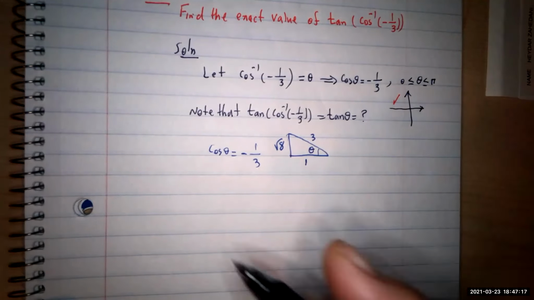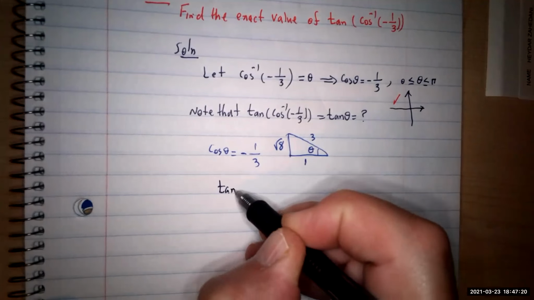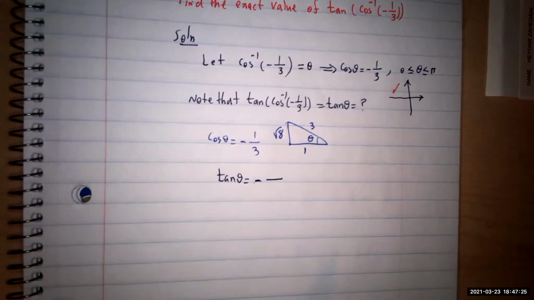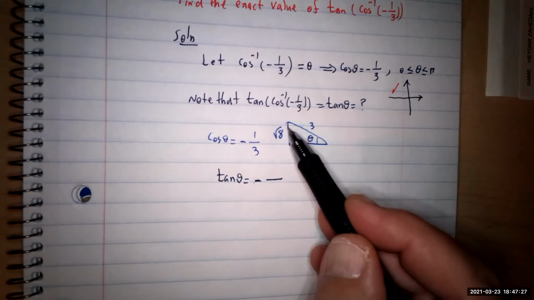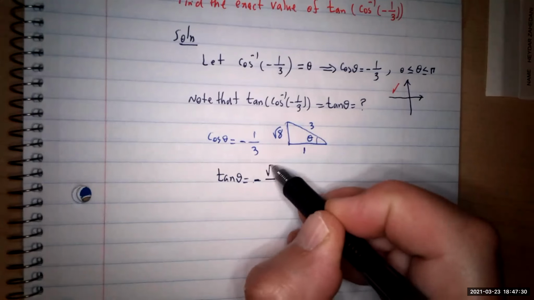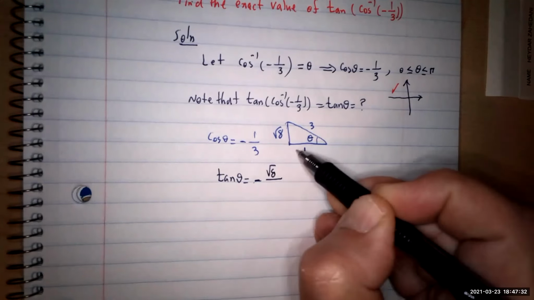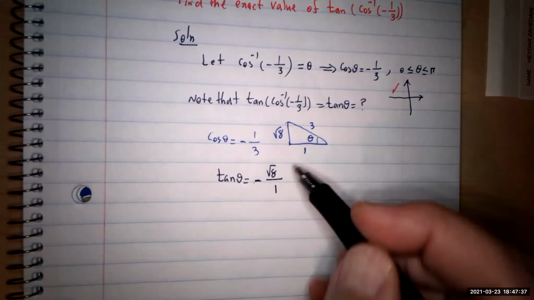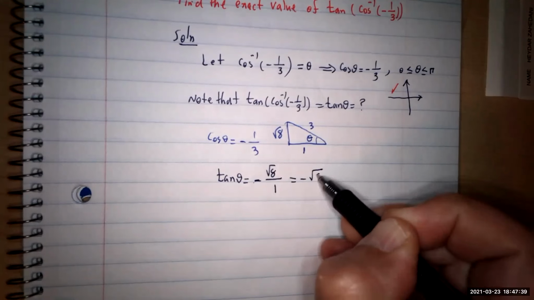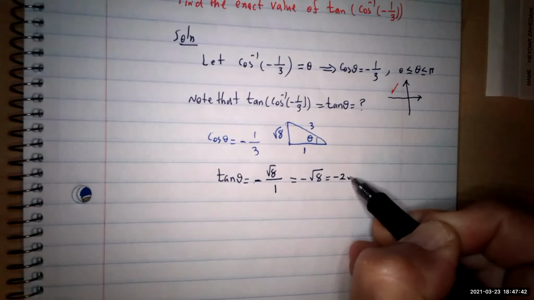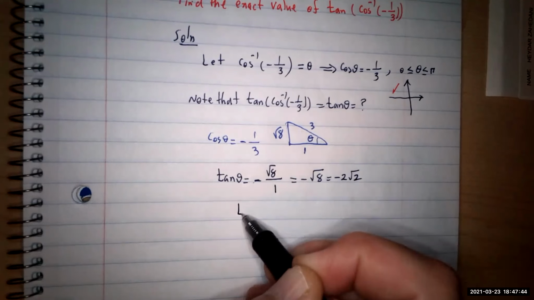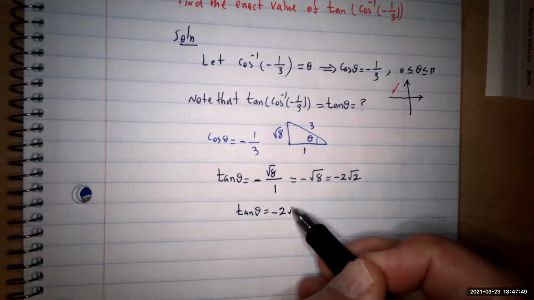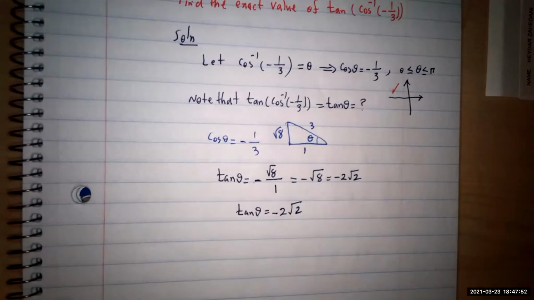But we are interested in the tangent. Tangent of theta. You know that it's going to be negative. What's the tangent? Tangent is going to be the opposite side over the adjacent one, which is equal to 1. So this is going to be negative radical 8, which is negative 2 radical 2. So there you are. The tangent of theta is going to be negative 2 radical 2, and this is what you are looking for.